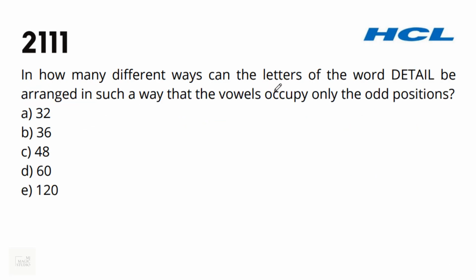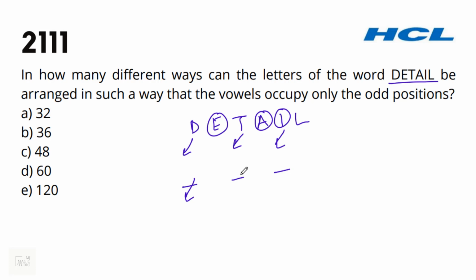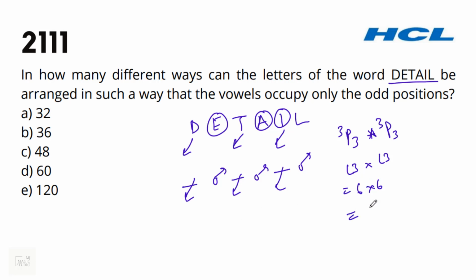In how many different ways can the letters of the word Detail, okay, 6 letters, all different, be arranged in such a way that vowels occupy only the odd positions. So this is an odd position, this is an odd position, this is an odd position, and we have 3 vowels. So first priority would be given to these 3 vowels, who would be placed at these 3 positions in 3P3 ways, and then the 3 consonants would occupy these 3 even positions, again in 3P3 ways. So 3P3 is factorial 3, and this is also factorial 3. 3 factorial is 6, 6 into 6 is 36 ways, and that features in option B.